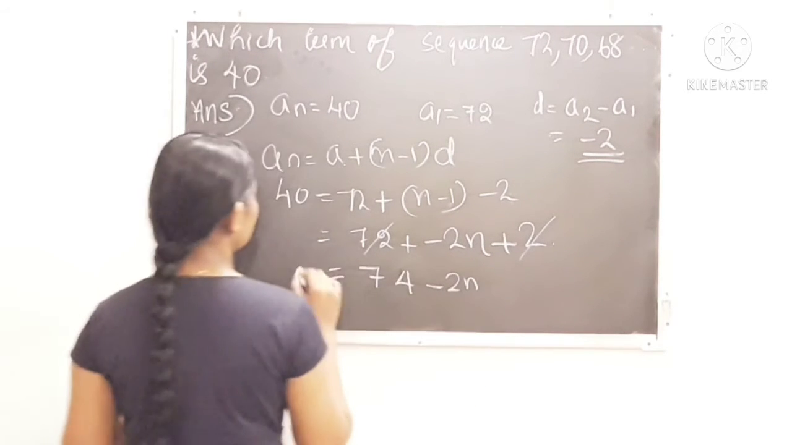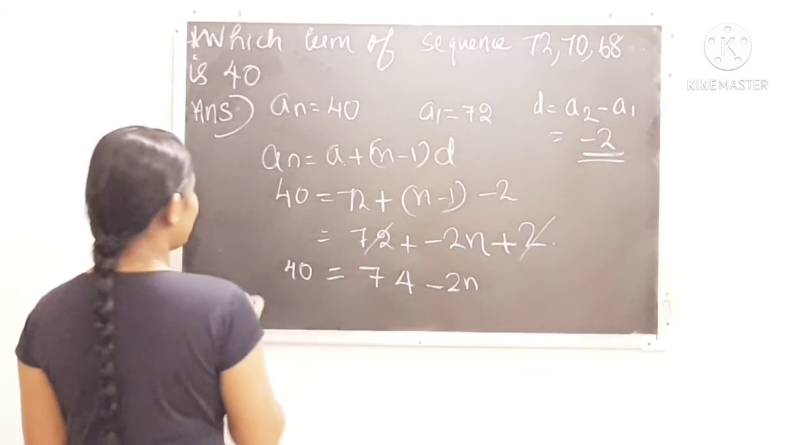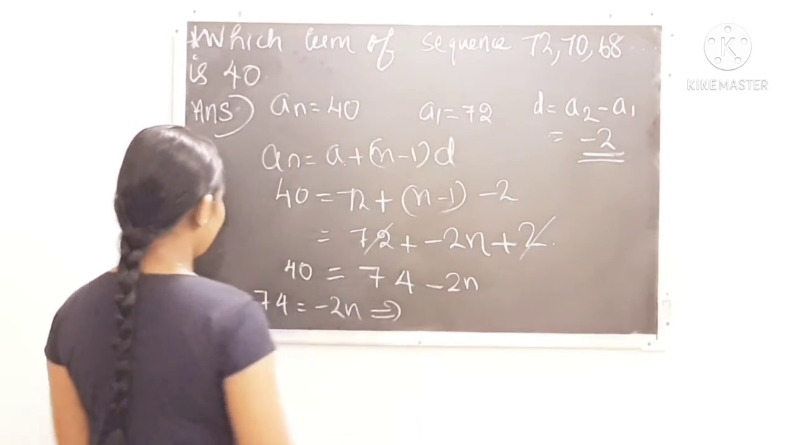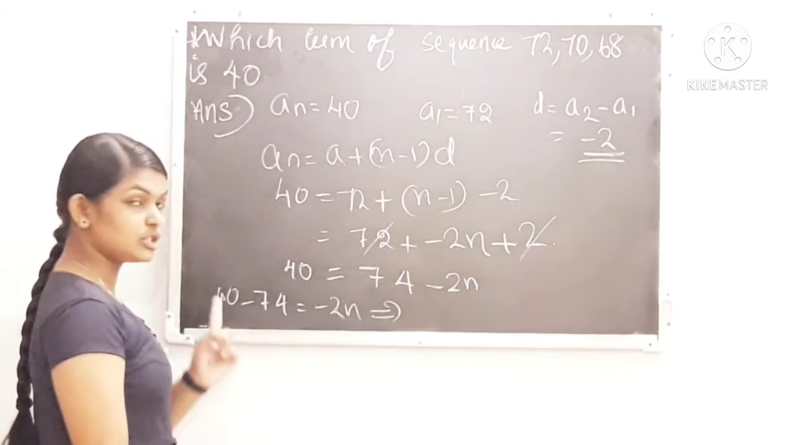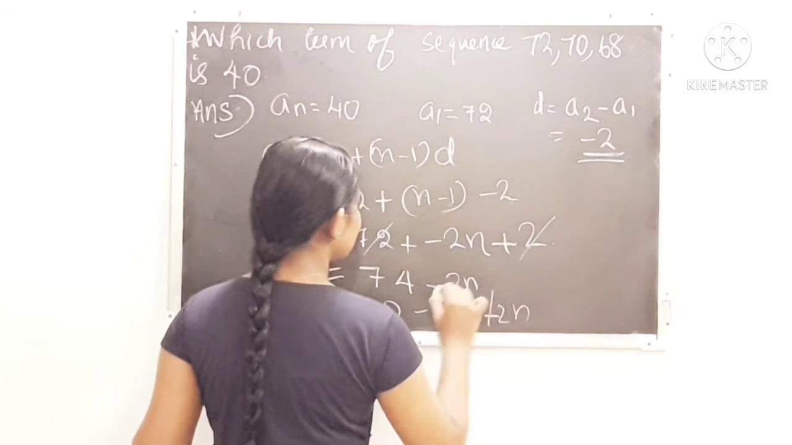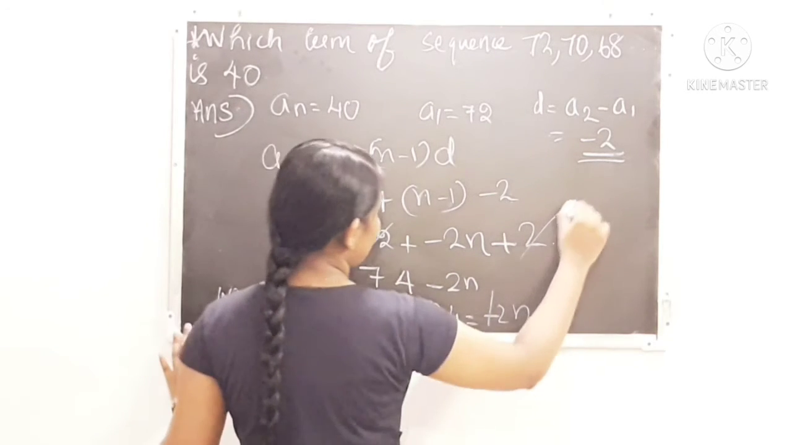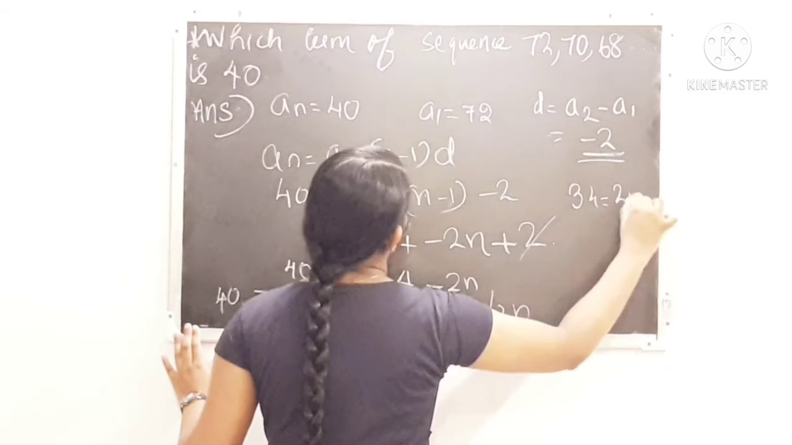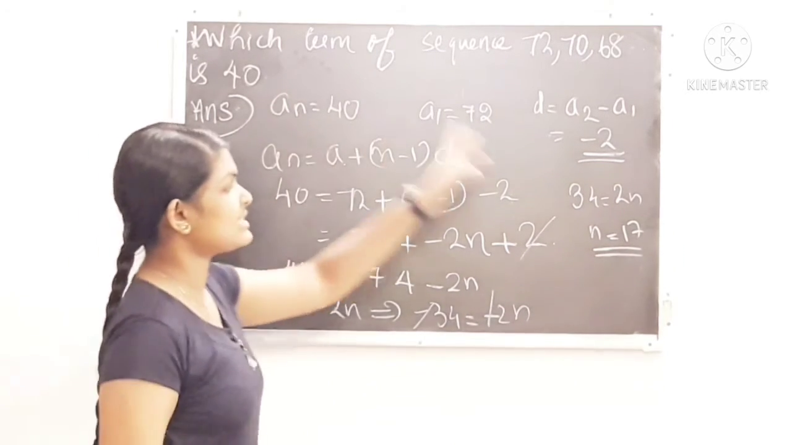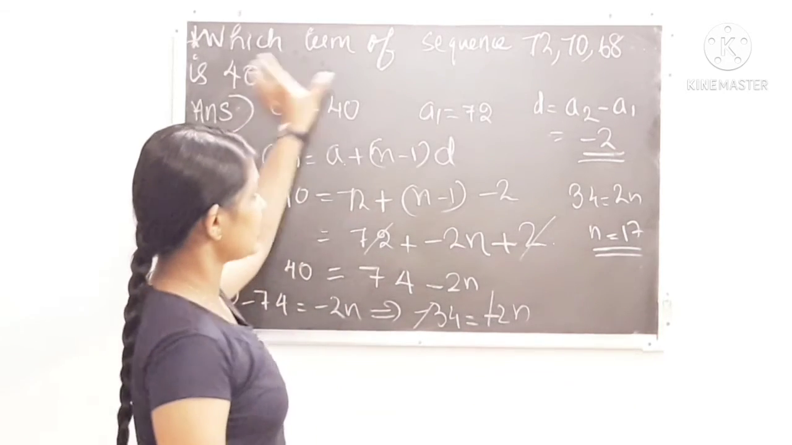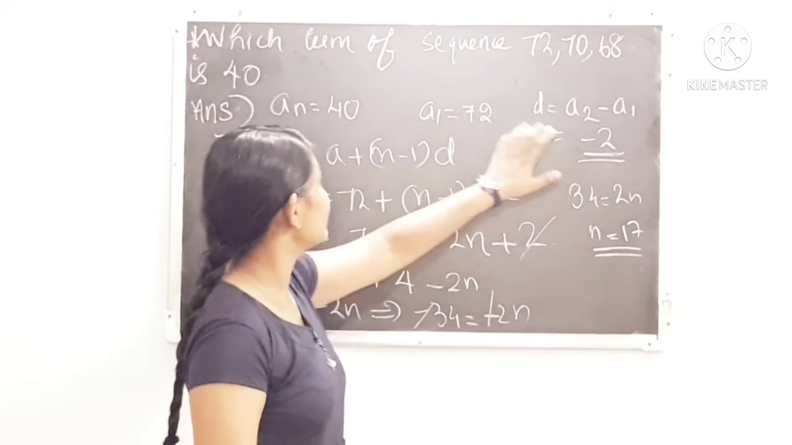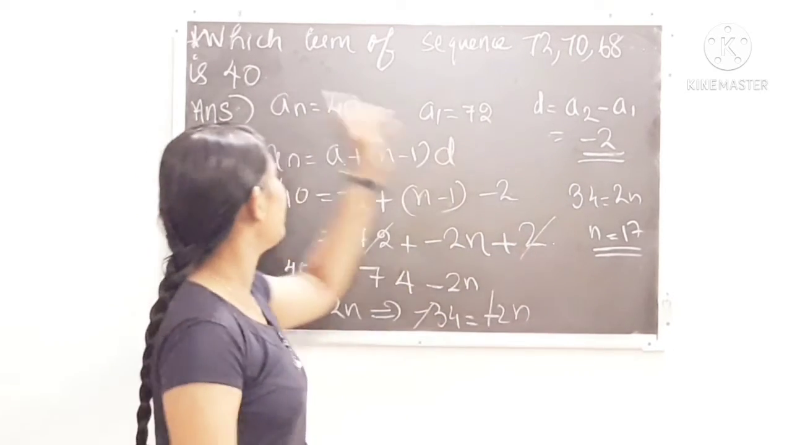Minus 2n is equal to 40. So now we can take 40 minus 74 is equal to minus 2n, and which implies that what is 40 minus 74? That is equal to minus 34. So minus 34 is equal to minus 2n. We can cut this negative sign from both sides. So which implies that 34 is equal to 2n, which implies n is equal to 17. Which implies that in this AP the 17th term is 40. That is your AP with the first term as 72 and common difference is minus 2. We will get the 17th term as 40.